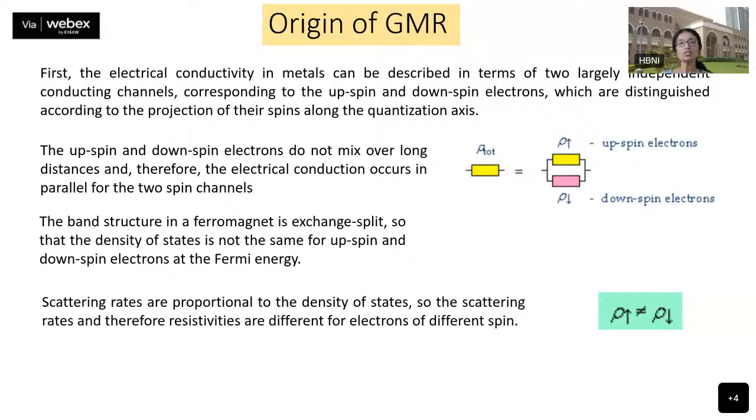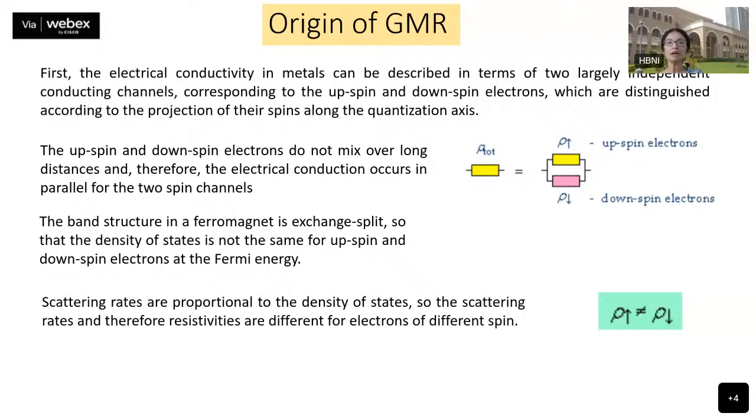which are distinguished according to the projection of their spins along the quantization axis. So what exactly does it mean? That in metals, you have upspin electrons and downspin electrons, and these basically provide independent conducting channels. So when you talk about electrical conductivity in a metal, it is basically the resultant of these two largely independent conducting channels. One is due to the upspin electrons, the other is due to the downspin electrons.